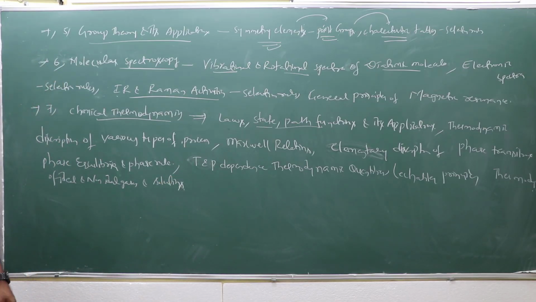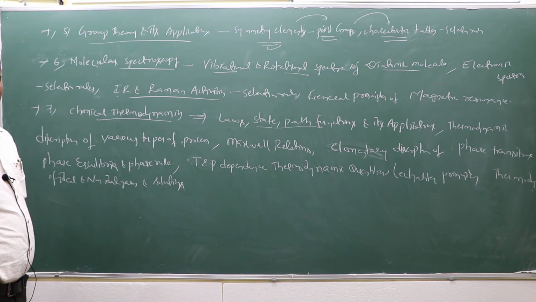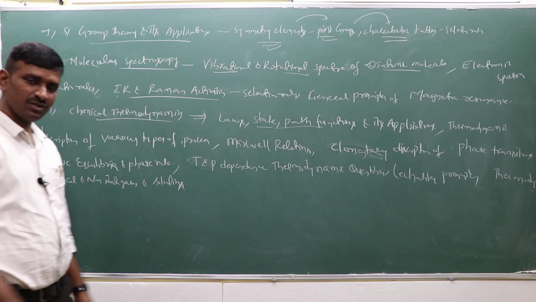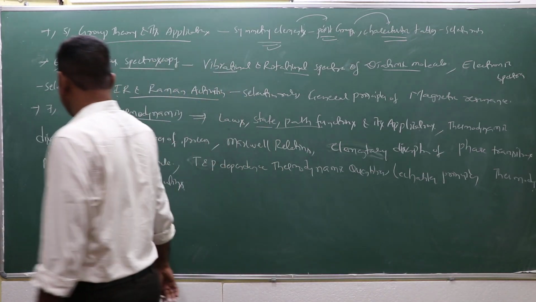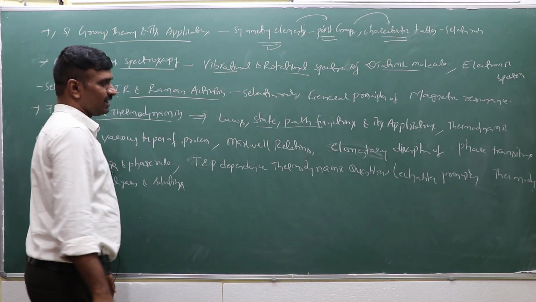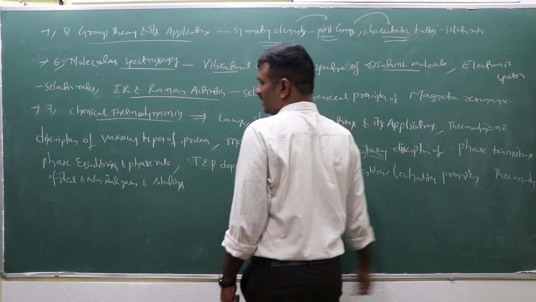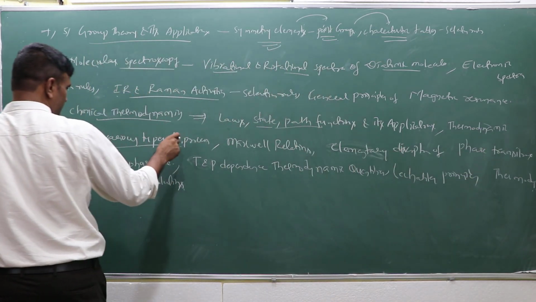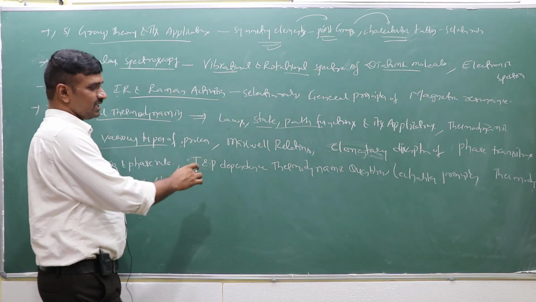So now in this case, which one can we discuss? Nearly this unit will cover 15 marks, compulsory. You may expect 2 to 3 long answer questions and 1 or 2 short answer questions of 2 marks. So in this case: laws, state and path functions and their applications, and the thermodynamic description of various types of process. I mentioned entropy and different processes, and Maxwell relations.